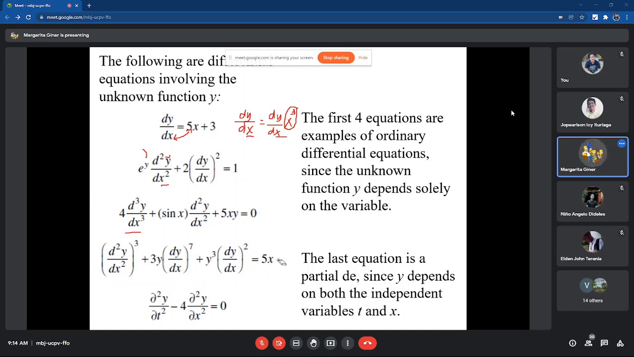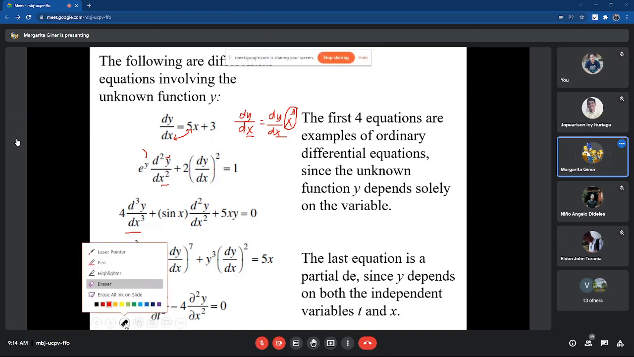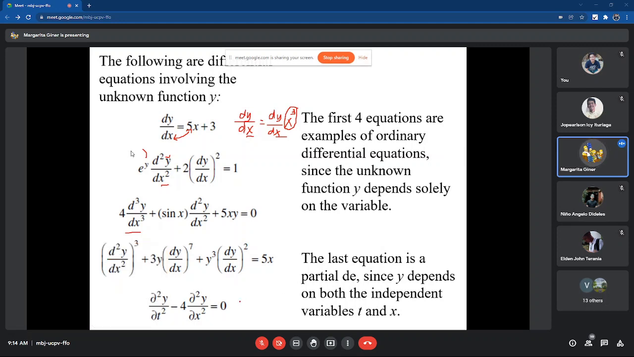Because as you can see, you only have x as your independent variable and you have here y to represent your dependent variable. Okay? And then the last one, you have here a partial derivative, second derivative of y with respect to time. So, kita nyo, partial derivative siya. Why is it nga partial differential equation siya or PDE? Because sa symbol pala nga daan, makita mo na nga partial siya.